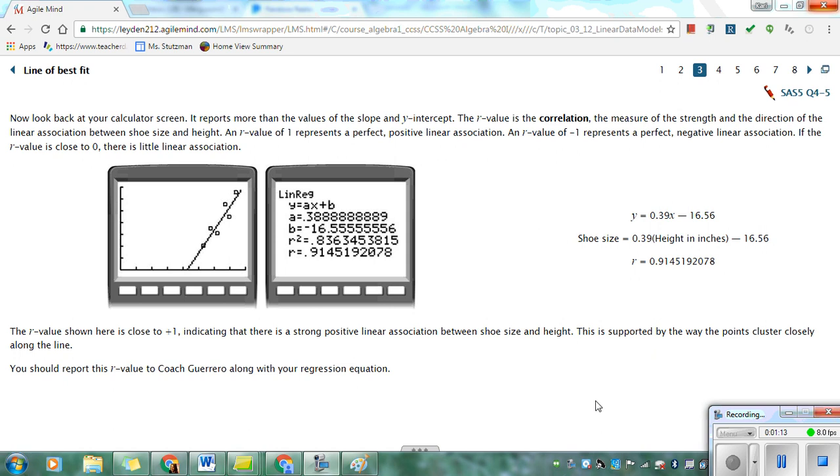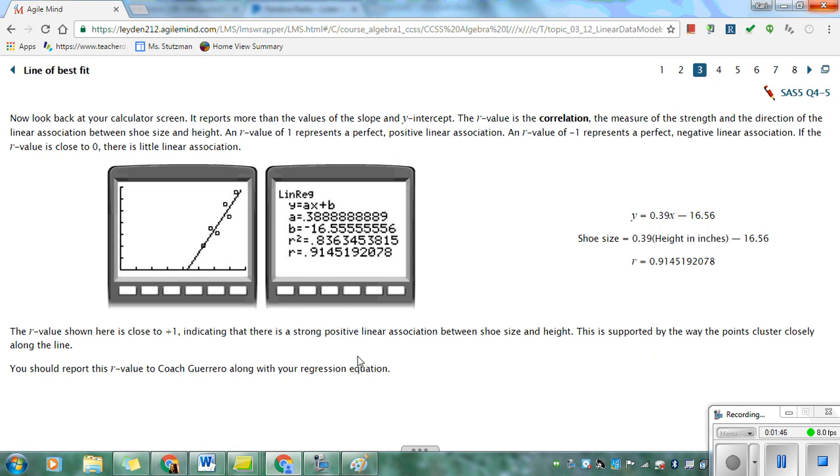Now we want to describe the correlation between height and shoe size. Do you see how the points are tightly clustered and it's rising? That indicates that there is a strong positive correlation. If we look at this r value here of 0.914, the r value is close to 1. So what that means is that there is a strong positive association, or correlation.